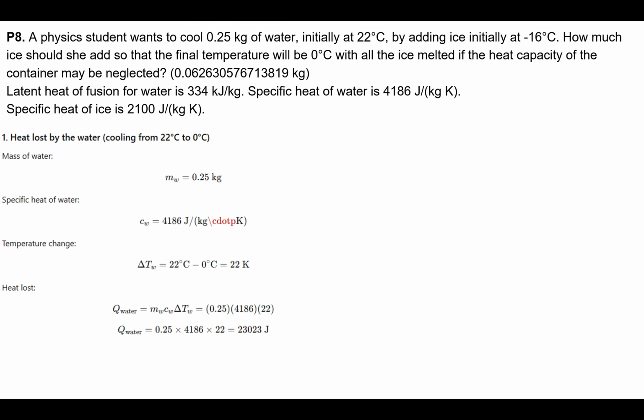So now what is going to happen here is that we want to cool water, initially at 20 degrees C, by adding ice. And that ice was initially at this temperature. The question is, how much ice should be added so that the final temperature will be 0 degrees C with all the ice melted? Okay, that is the important one. So let's try to understand what it is.